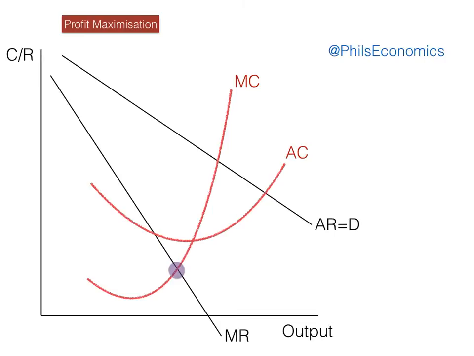So, we identify MC equals MR. This shows us how much the firms want to produce to maximise profits, the profit maximising output. Any other level of output will mean less profit for the firm. This is how much they want to produce if they want to make as much profit as possible. This is always at an output level where MC equals MR.